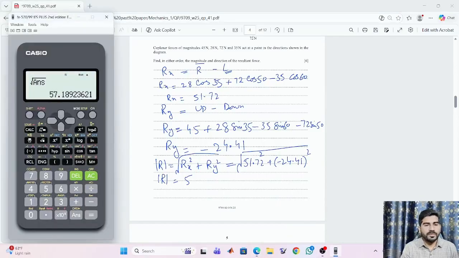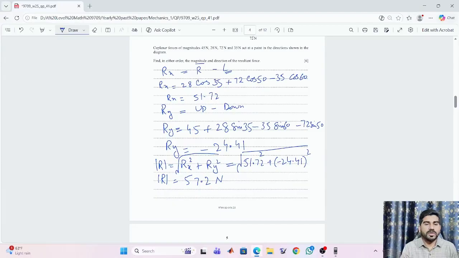What will be the answer? 57.2. This will be the resultant of the force.